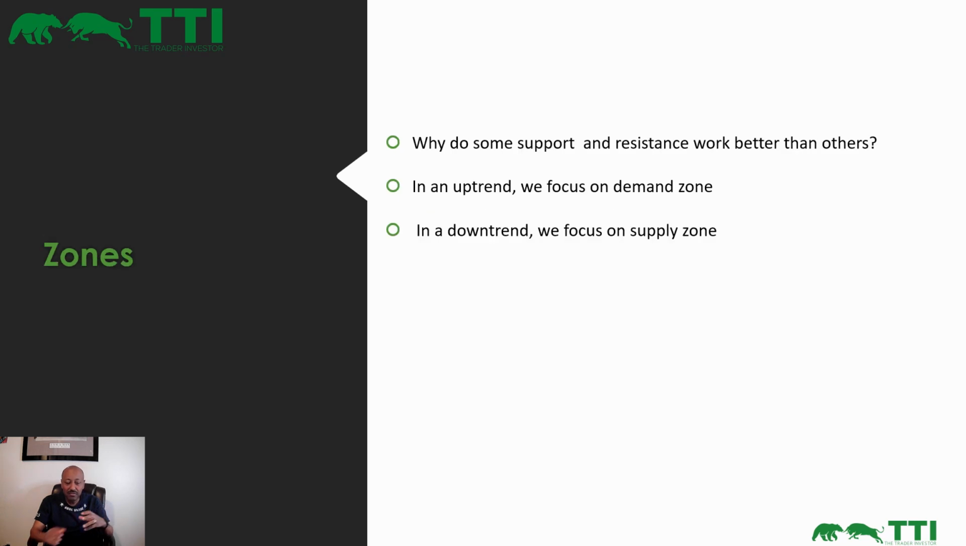So in today's conversation, as we're talking about order blocks, zones for areas of value, and imbalance, we want to understand why some support and resistance work better than others. Retailers will draw a line because that's the most common thing we learn in technical analysis: support, resistance, trend lines, and then based on that we want to enter.